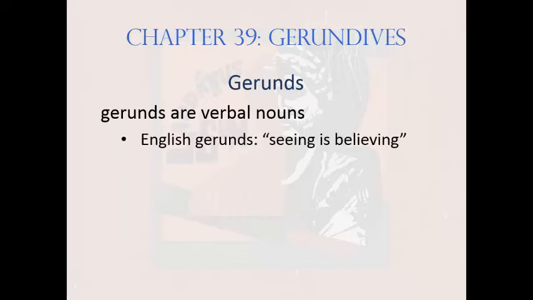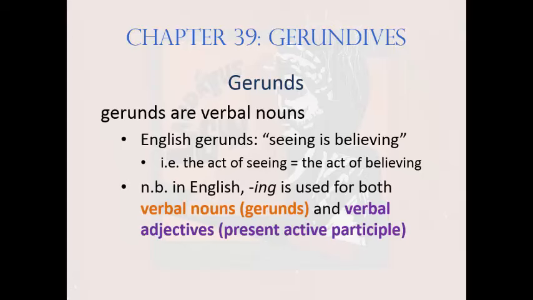English forms gerunds by adding -ing to a verb base. For instance, seeing or believing, as in seeing is believing. The underlying sense of seeing and believing in that sentence is the act of seeing and the act of believing. Note that -ing can turn an English verb base into a gerund, a noun, or a participle, an adjective. Only in context is it possible to distinguish between these -ing forms.